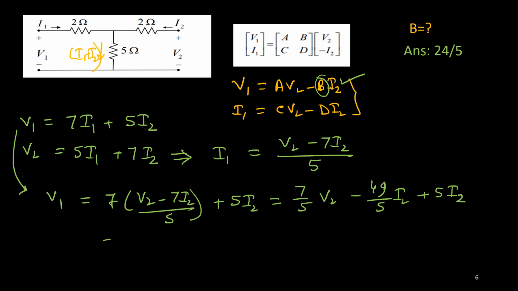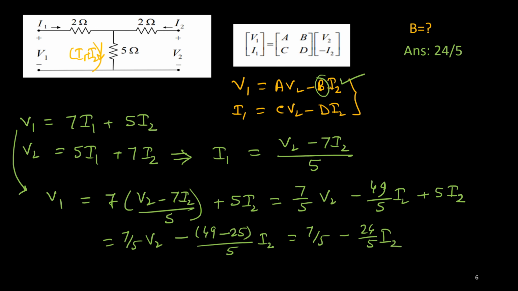Okay, so what you will get? It is 7 by 5 V2. If you simplify it, minus, it is 49, 5 is 25 by 5, it is I2. So this is 7 by 5 V2 minus 24 upon 5 I2. So you have got the equation V1 equals 7 by 5 V2 minus 24 upon 5 I2.